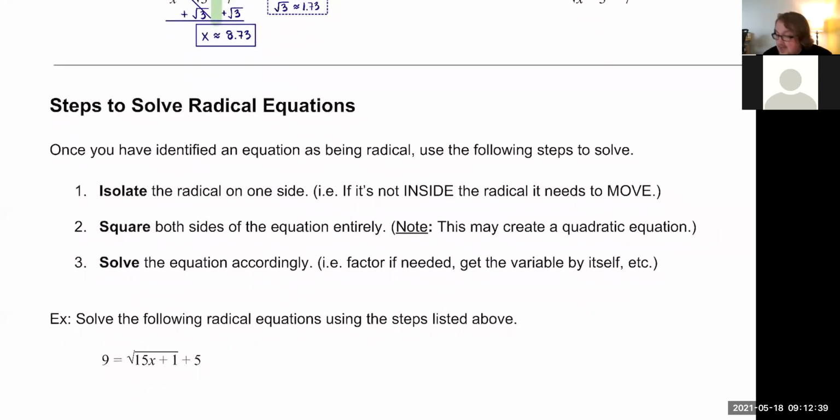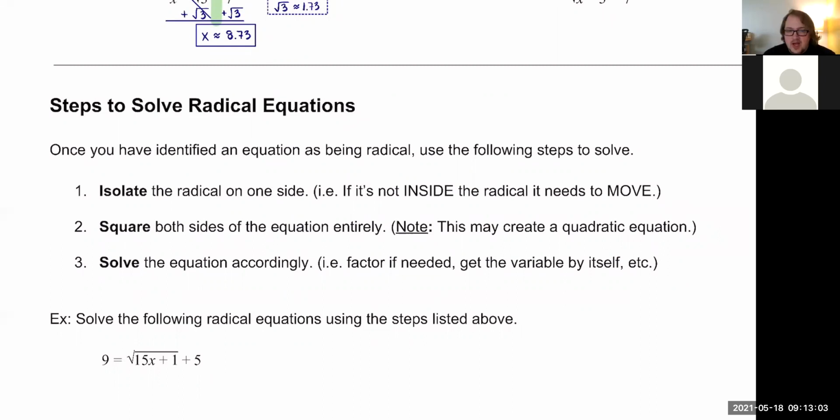So once you've identified that an equation is in fact radical, meaning that the variable is inside your radical sign, first thing you want to do is isolate the radical on one side. So get it by itself. In other words, if it's not inside the radical, it needs to move. It needs to get to the other side of that equal sign.